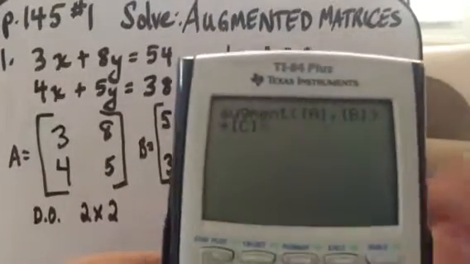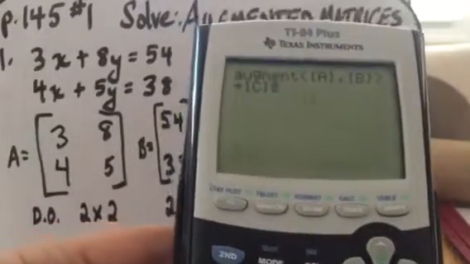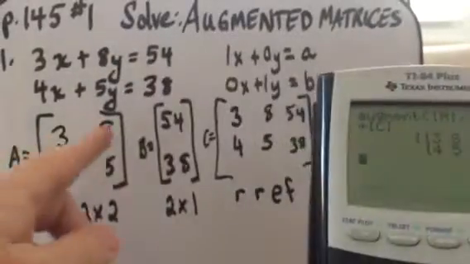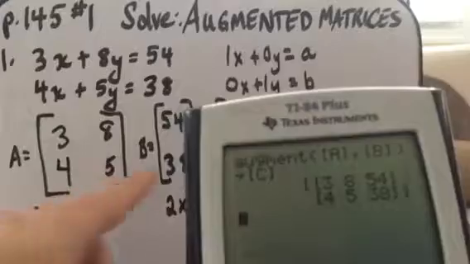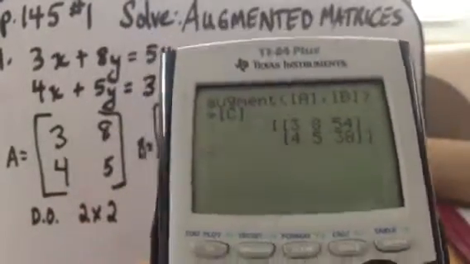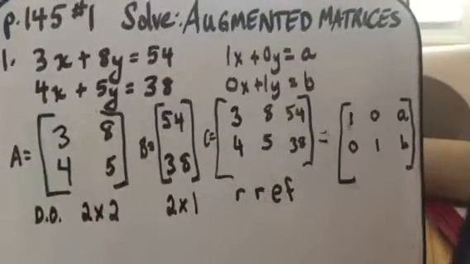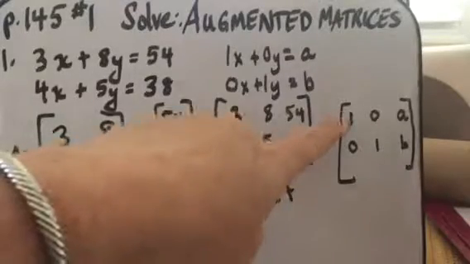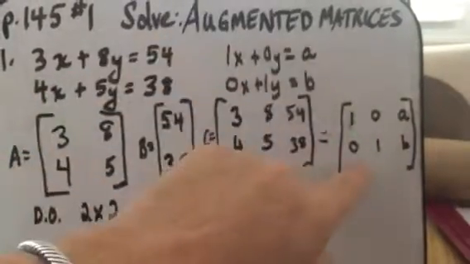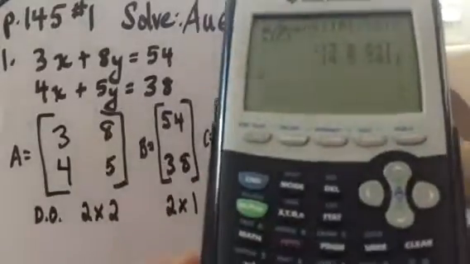So what do we have? We have augment A and B, and store it to C. So let's enter that. And now what do we see here? We see pretty much these elements, 3, 8, 54, and 4, 5, 38, but they're in there in a special way. So now what we want to do is ask the calculator to do the RREF, which represents the reduced row echelon form, so that we get this right here. We have a 1 in the X position and a 0 in the Y position and a number here, and a 0 in the X position and the 1 in the Y position and a number here. So let's do it.